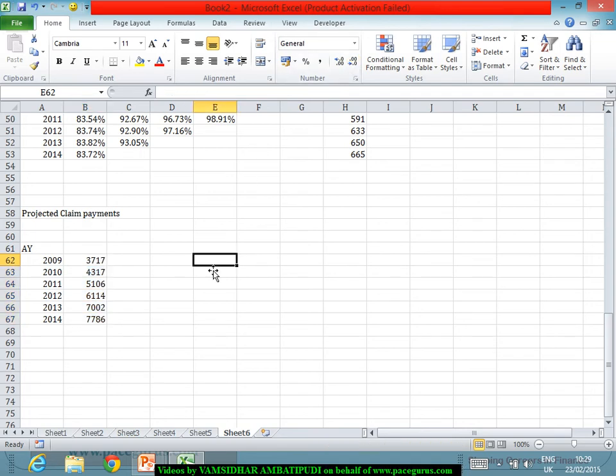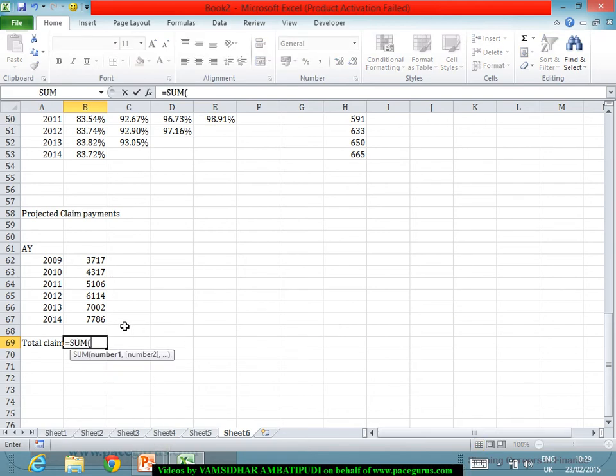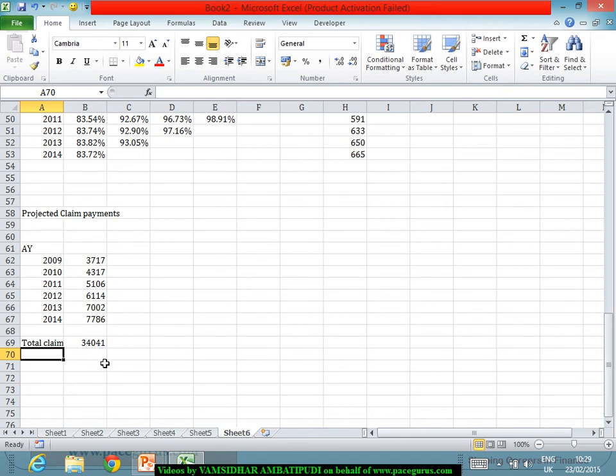Approximately these are the amounts that are working out for the total claims, which means the total claim that is yet to be paid, or total claim payments, are nothing but, it's a simplification, a summation of all these things, resulting in some 34,041 thousand worth of claims are totally projected.